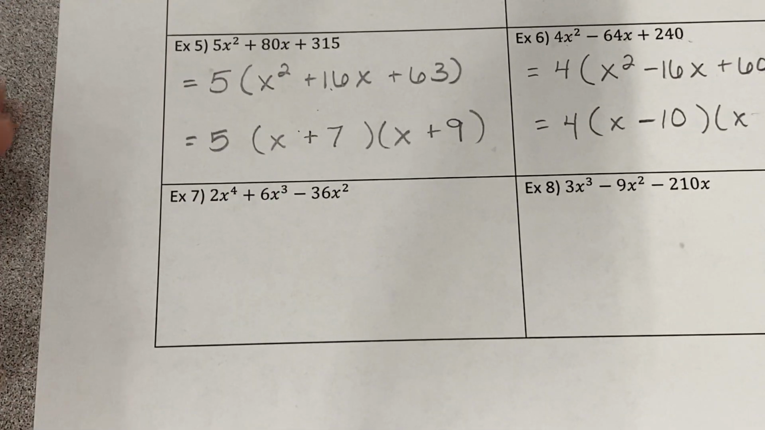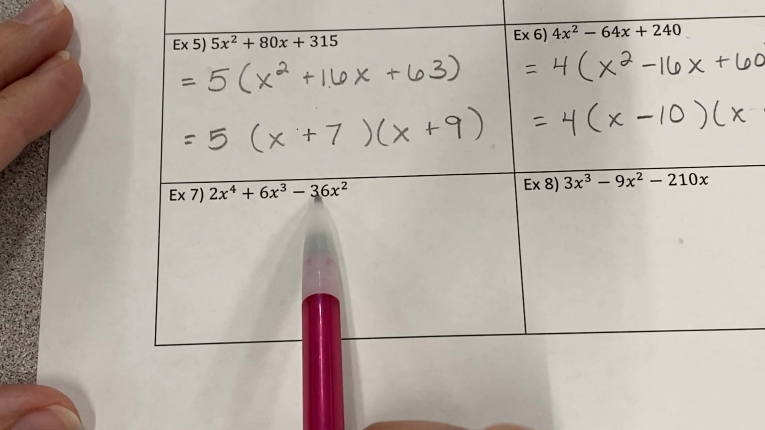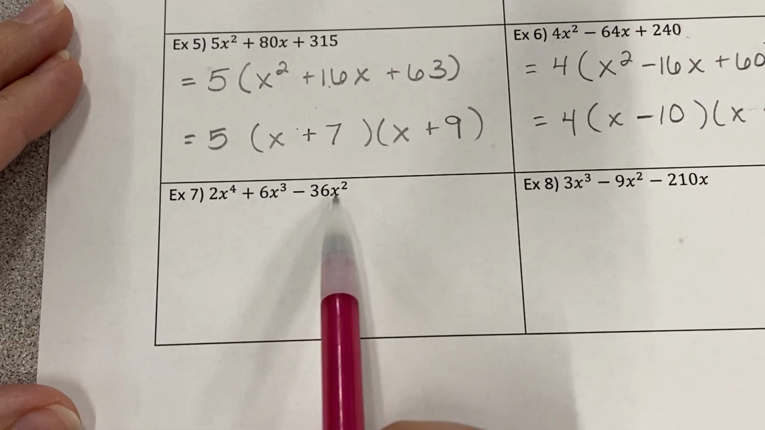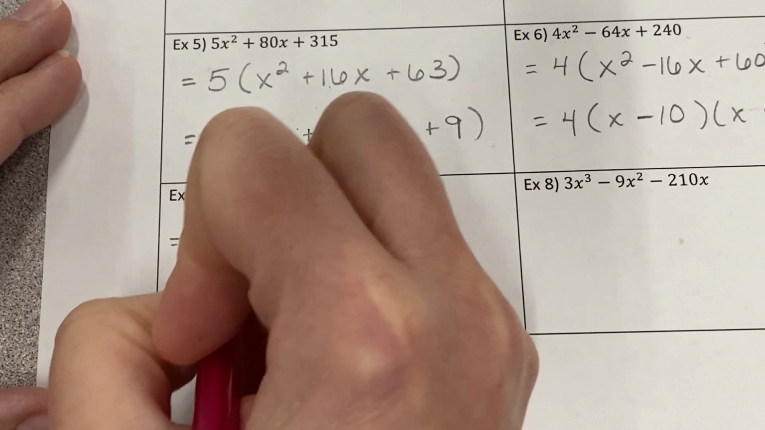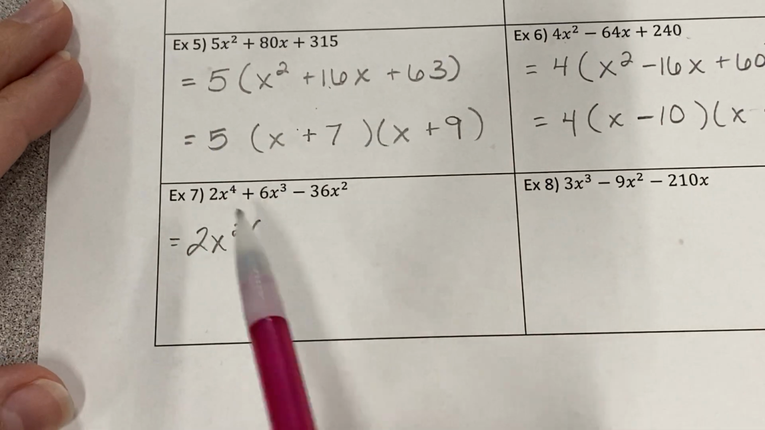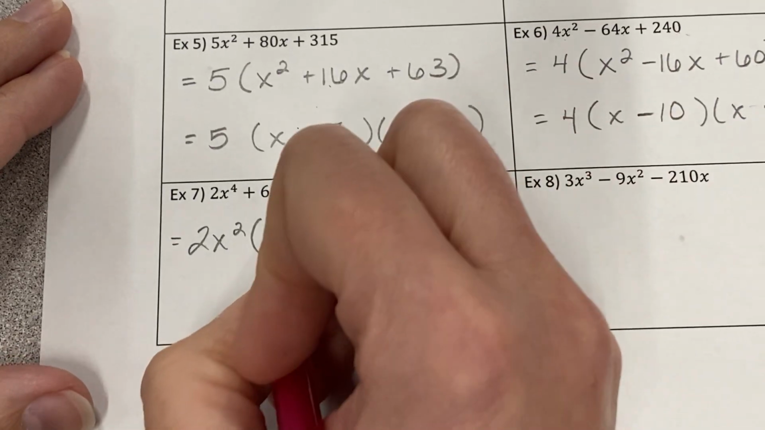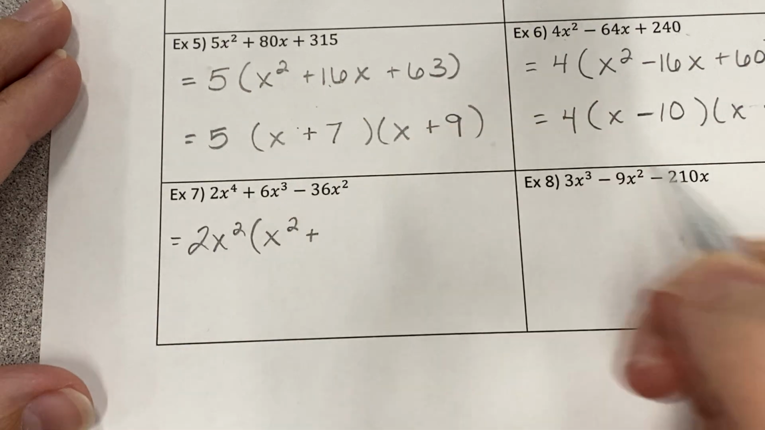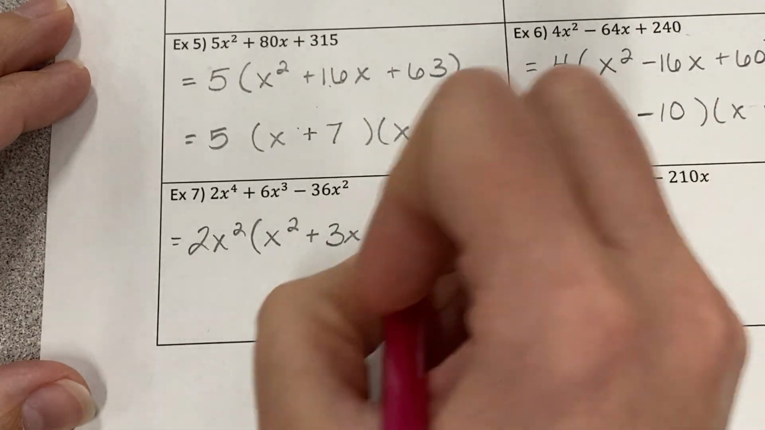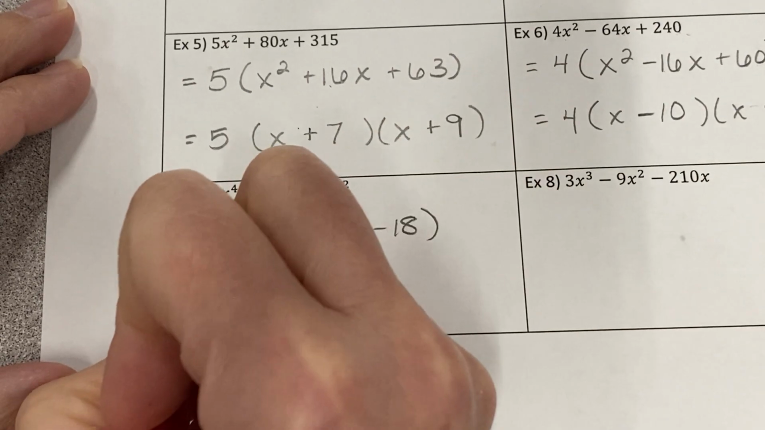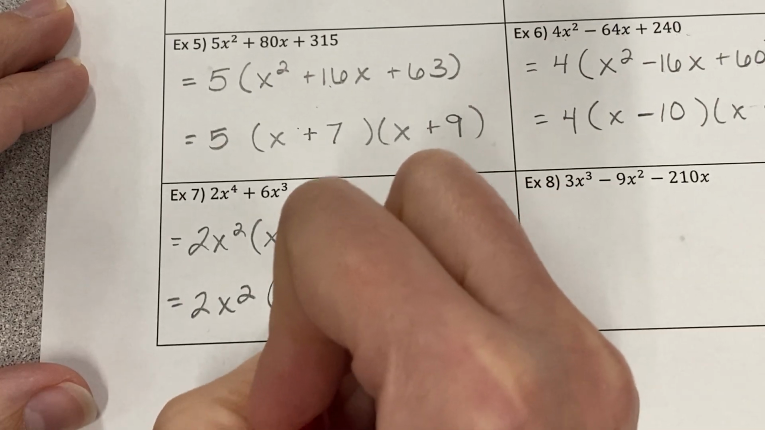Example 7. Do I have a GCF of 2? Yes. And then they each have an x, so the GCF would be 2x squared. So I will divide each of these terms by 2x squared. So when I do, that leaves me with x squared plus 3x minus 18. All right, now I'm going to factor this trinomial.